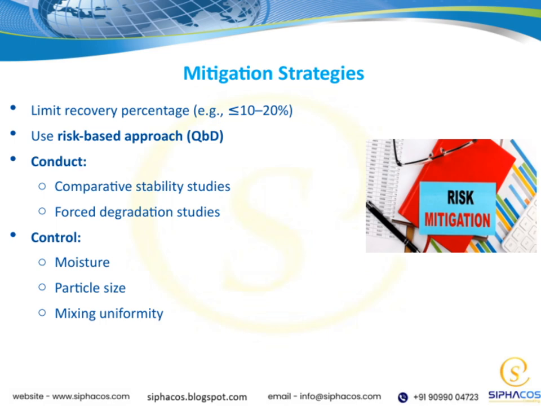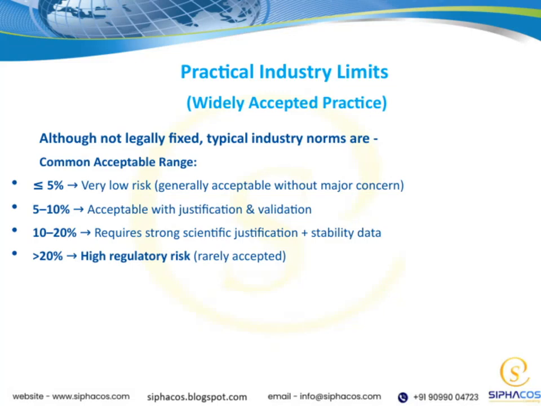Let's take a look at some practical industry limits, which are widely accepted practices in the field. Although these aren't legally fixed, they serve as useful benchmarks for evaluating risk and stability. Typically, the acceptable range for impurities or variability is categorized as follows. If the level is less than or equal to 5%, that's considered very low risk. In most cases, this is acceptable without raising major concerns.